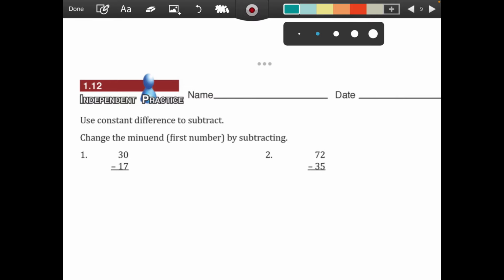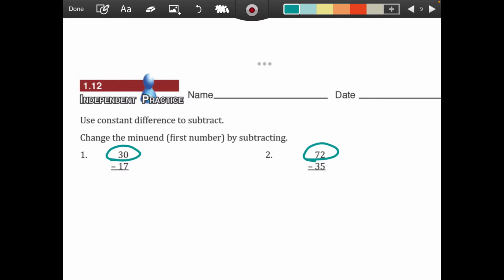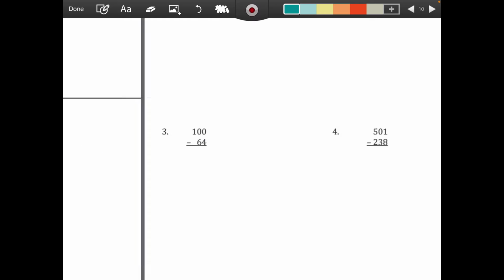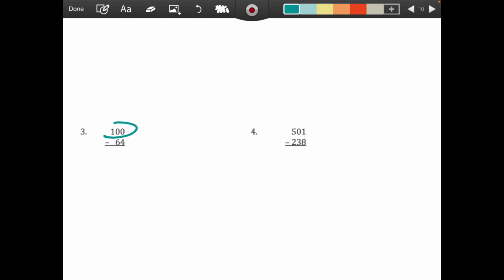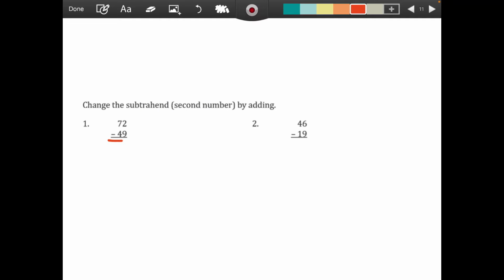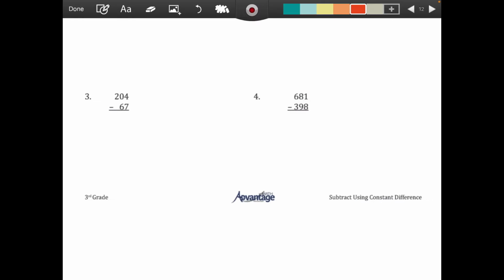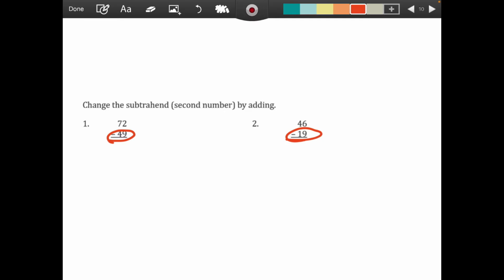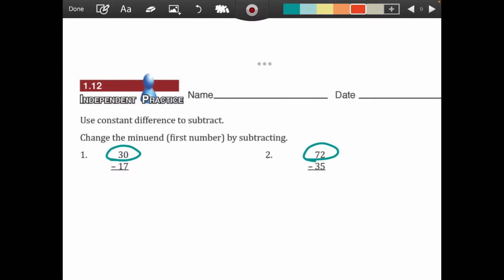This is the correction for 1.12. It says use constant difference to subtract. Change the minuend, remember, which is the first number. And I had you circle the first number on these first four. And then on the next four, remember, we were circling the bottom number. All right, so let's go ahead and take a look at these. If you followed the instructions, then hopefully you will turn out just fine.